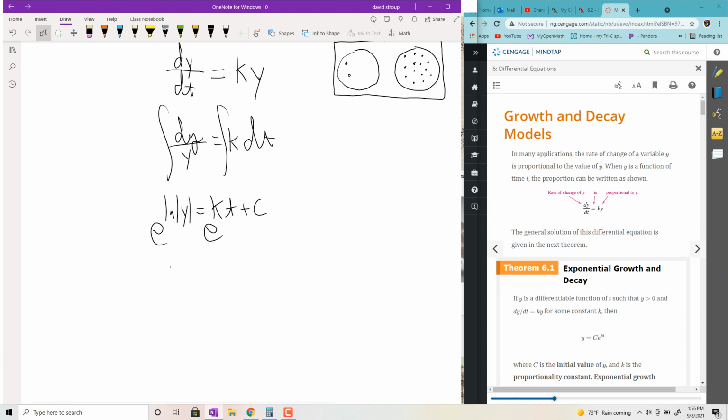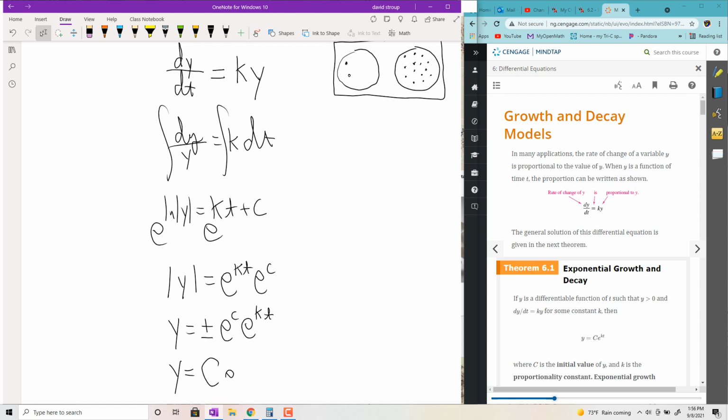So on the left, the e and the ln will cancel. You have absolute value of y. On the right, you have e to the kt times e to the c. Drop the absolute value. That will turn into a plus minus on the right. I'm going to change the order of e to the kt and e to the c. And then I'm going to replace the plus minus e to the c with a huge constant, C.